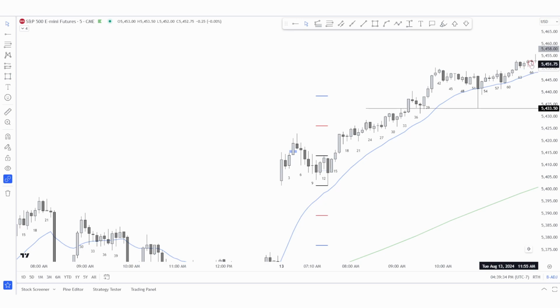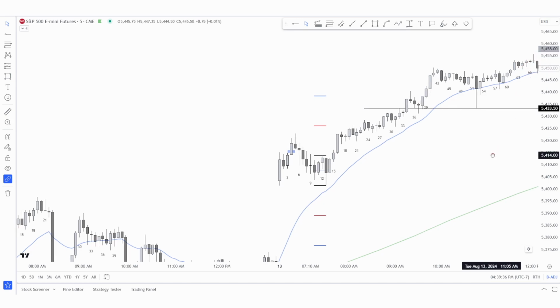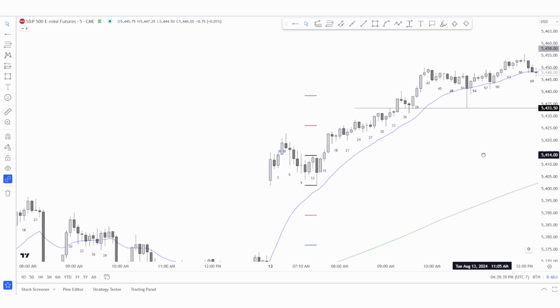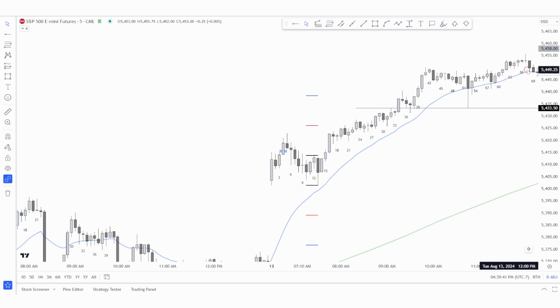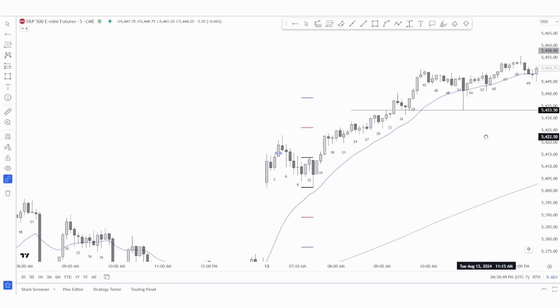Leg 1, pull back, leg 2 with the high of 67. Go sideways again. Again, if you're trying to get short, look at the closes. Still, only tails below the EMA. So bears are not able to get any closes below the EMA today. That's bad for them if you're trying to get short.